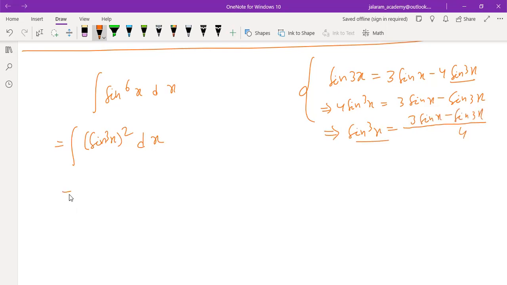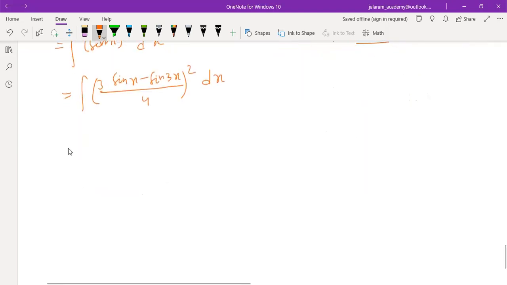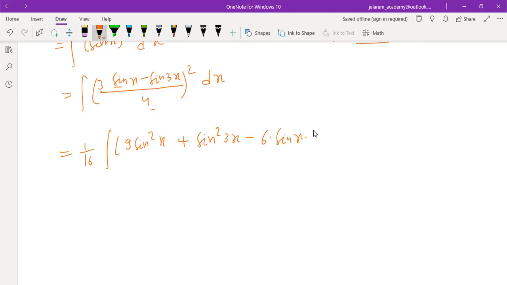So in place of sine cube x in this, we write 3 sine x minus sine 3x upon 4 whole square dx equals, this 4 square is 16, so 1 by 16 is written outside the bracket. Integration of, now the numerator we use a minus b whole square. So a square 9 sine square x plus b square sine square 3x minus 2ab, 2 3s are 6 sine x into sine 3x dx.